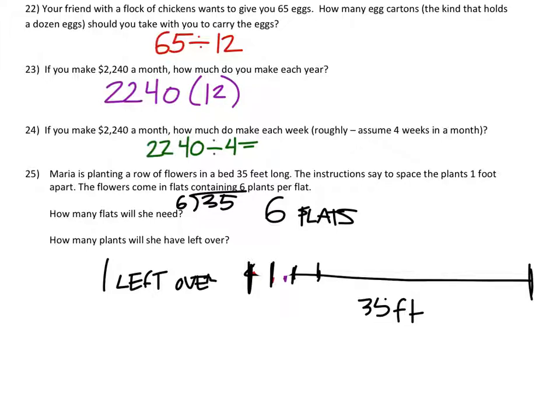Right, so let's look at how this works, because that may be a little confusing. So 6 goes into 35 5 times. That gives us 30. Now this has a remainder of 5, but I can put those 5 plants into the garden because I got 35 feet. So that's why I need the 6 flats, because I need enough plants to put into the garden. Now the 6 flats would give me 36 plants, and if I plant 35 of them, then I would have 1 left over.